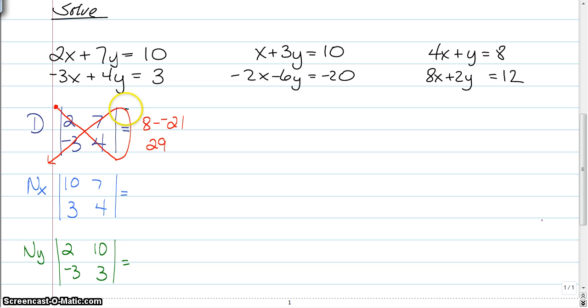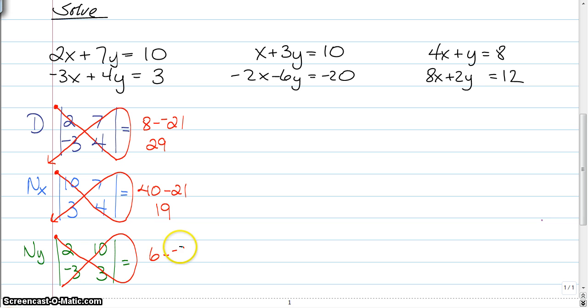Multiply this way, subtract by multiplying that way. So for this guy, nx, we get 10 times 4, which is 40, minus, and then we swoop back this way, 7 times 3 is 21, and we get 19. We do it one more time, and then we get 2 times 3, minus a -30. So we have 6 minus a -30, which is 36.